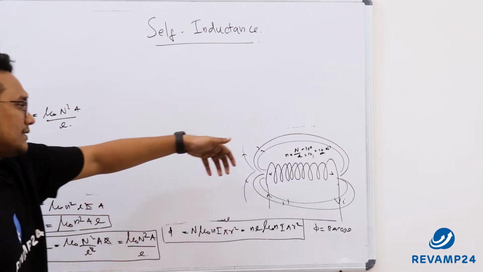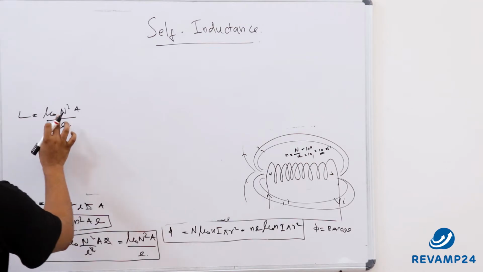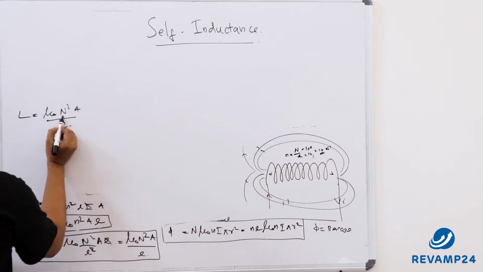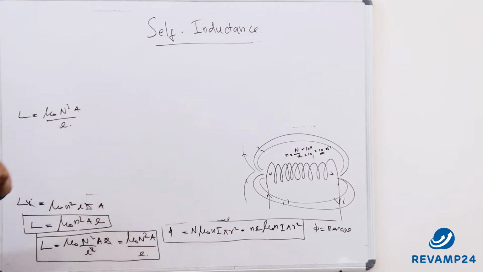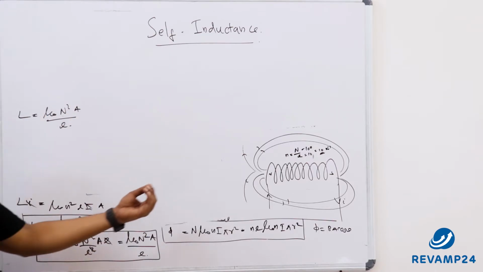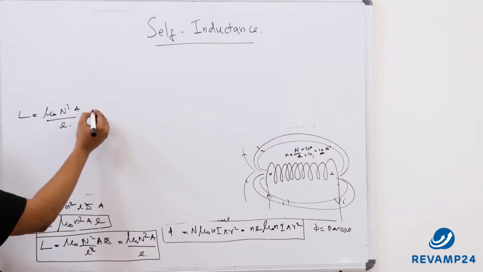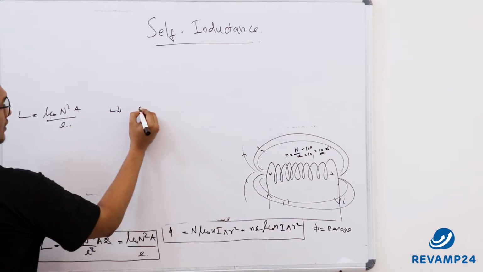Now when I am elongating, the total number of turns remains the same, area remains the same, mu 0 remains the same. What is changing? Total length is increasing, so L will decrease. So L will decrease on elongation.